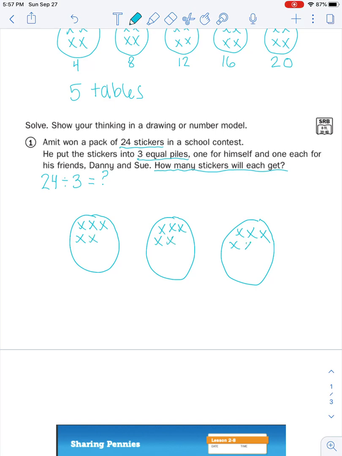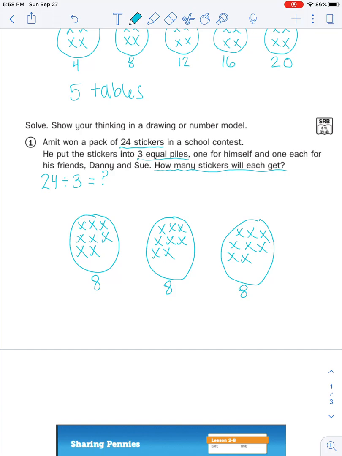4, 8, 12 stickers. 15 stickers. We're getting close. 18. Let's see if this next one. 7, 14, 21. Oh, I bet this next one, if we give each person 1 more, I bet we'll have enough. Let's see. 1, 2, 3, 4, 5, 6, 7, 8. So I have 8 in this one. And 8 in this one, and 8 in this one.